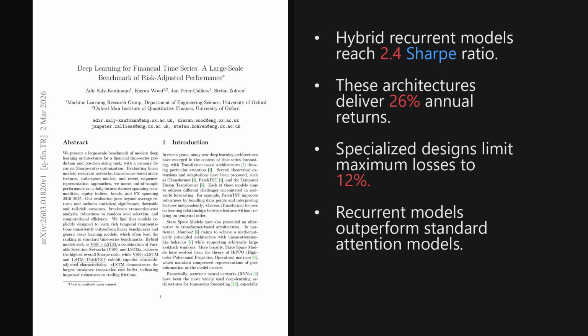It evaluates modern deep learning architectures on highly noisy financial data, finding that a hybrid model combining variable selection networks and long short-term memory achieves the best risk-adjusted performance, hitting an impressive Sharpe ratio of 2.4. The paper is titled Deep Learning for Financial Time Series, a large-scale benchmark of risk-adjusted performance. And as we will see later, the results have significant implications for balancing raw returns with downside risk in real-world trading.